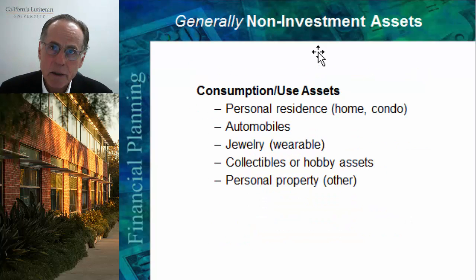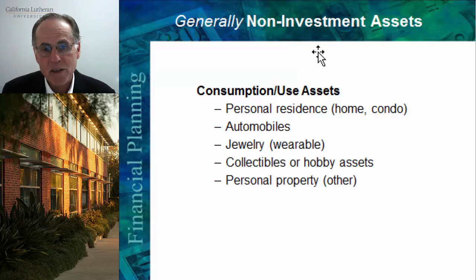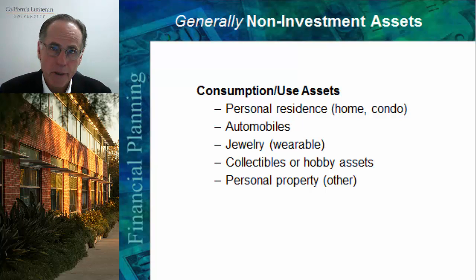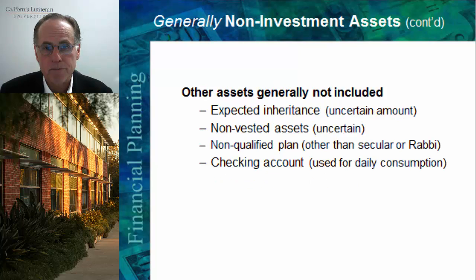Assets that are intended for current use or consumption are generally not considered part of the investment portfolio. These include assets like the personal residence, a home, a condo, automobiles, wearable jewelry, collectibles or hobby assets, and other personal property such as clothing and recreational vehicles.